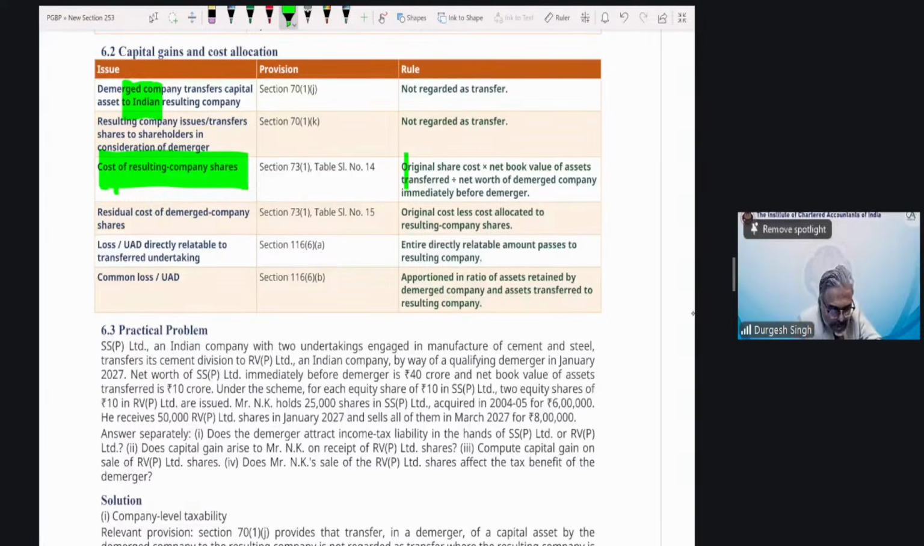In my example, students, it was 100. Original share cost 100 into net book value of the asset transferred. So book value of the asset transferred from the division to the resulting company. Whatever is the book value of the asset of the division, that will become the numerator, divided by the net worth of the demerged company immediately before demerger.